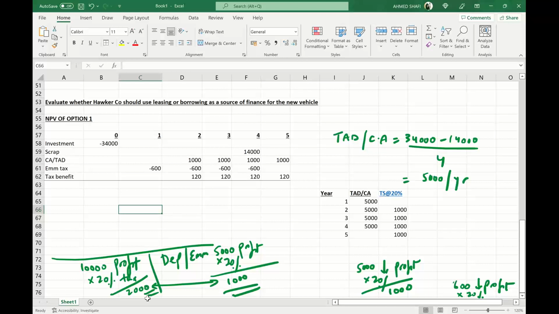Qasim, depreciation reduces the profits. If your profit is, suppose, 10,000, you had to pay 20% tax on that profit, 2,000. Okay, but since depreciation is 5,000 per year, your profit from 10,000 became 5,000. Reduced profit means you have to pay 20%, 1,000 reduced tax. So depreciation reduces your tax from 2,000 to 1,000. This is called tax savings.